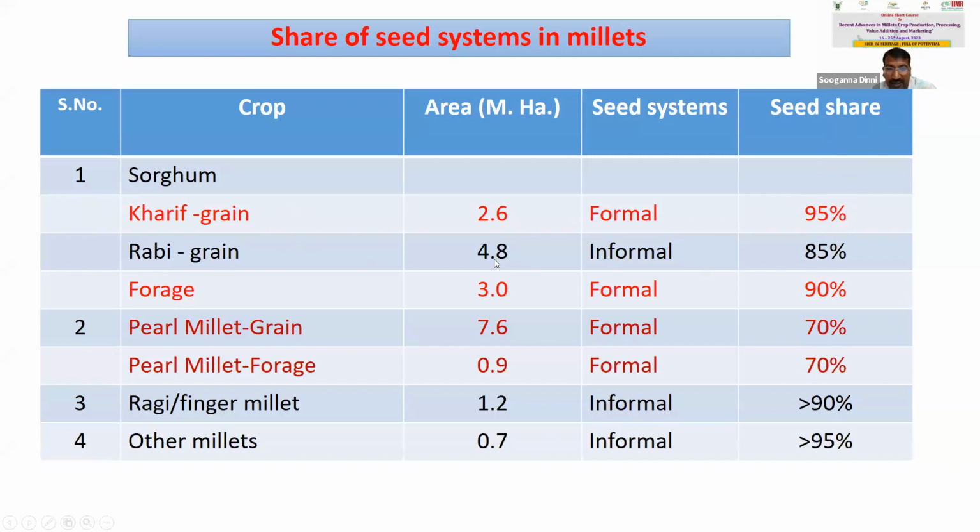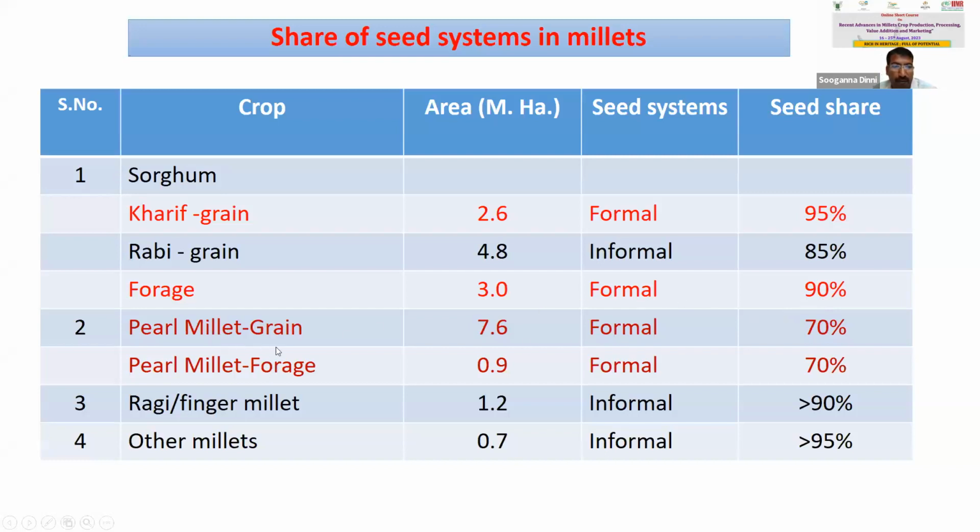The Rabi grain area is 4.8 million hectare. This is mainly dominated by the informal sector, around 85%. One more, the 4As. Here the area under 4As is 3 to 4 million hectare. This is mainly formal. Many seed companies are involved in 4A seed production, and the ICAR public sector also. So here 90% is the formal seed system.